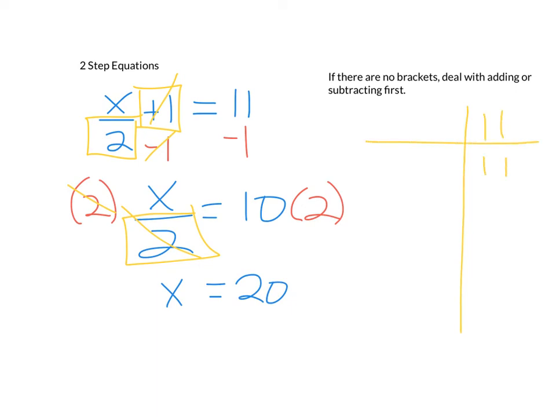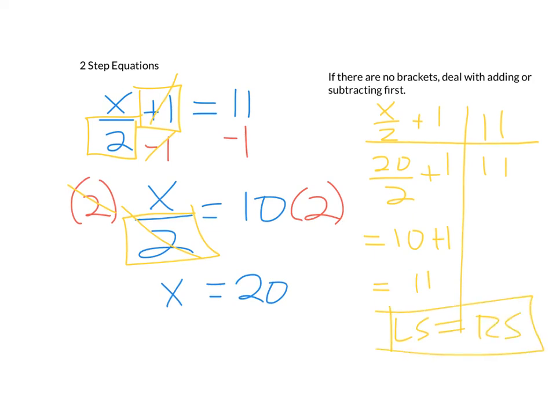We know we've got 11 on the one side, we've got x over 2 plus 1, so we're going to have 20 divided by 2 plus 1. Well, 20 divided by 2 is 10. Plus 1 gives us 11. So our left side equals our right side.